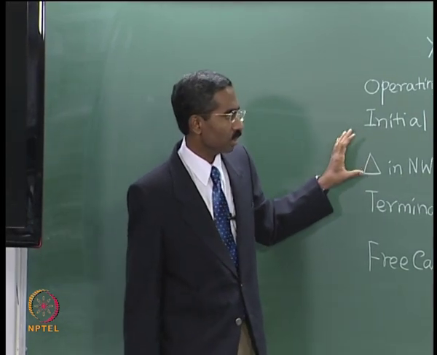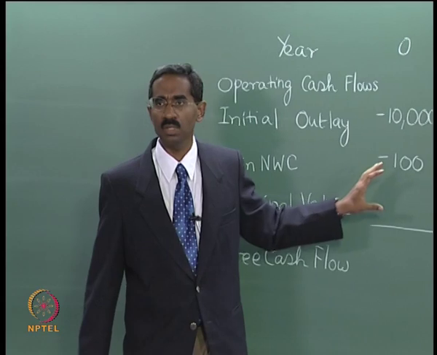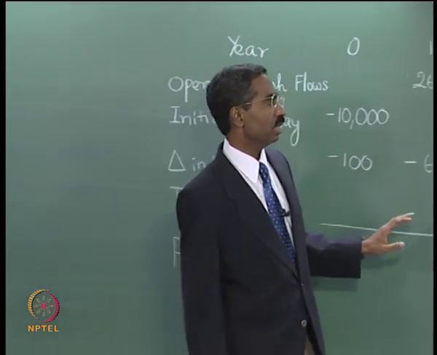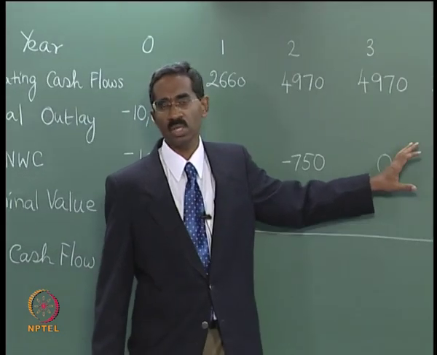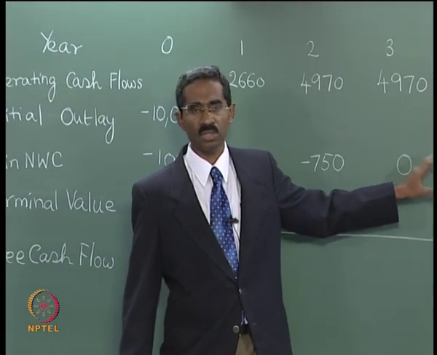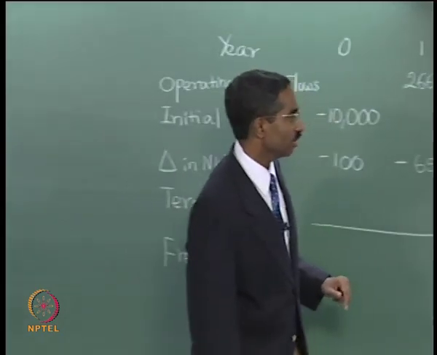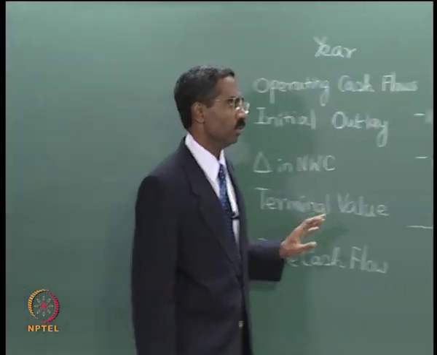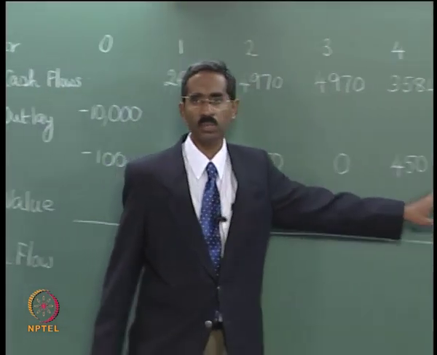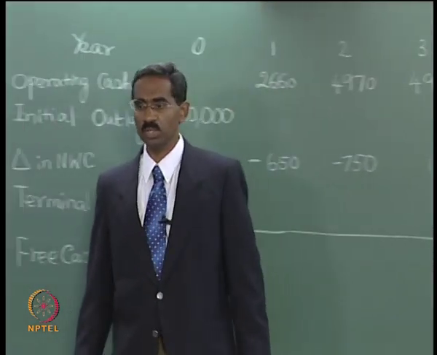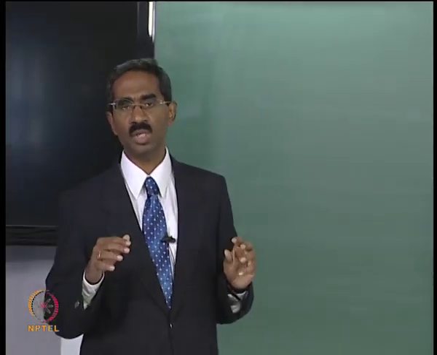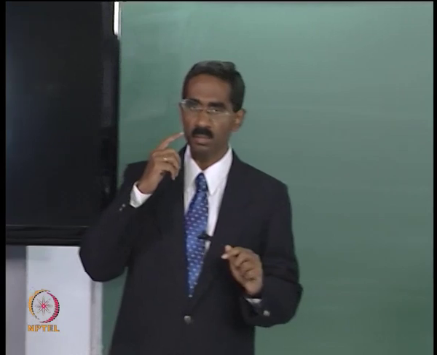So the change in net working capital is basically the investment needed for working capital in the initial years, and then in the later years we actually have a reduction in working capital, so it is treated as a cash inflow. And then finally the terminal value. The terminal value for this project is 0 because we assume that there is 0 salvage value. So we have identified separately the cash flows associated with the 4 different types.